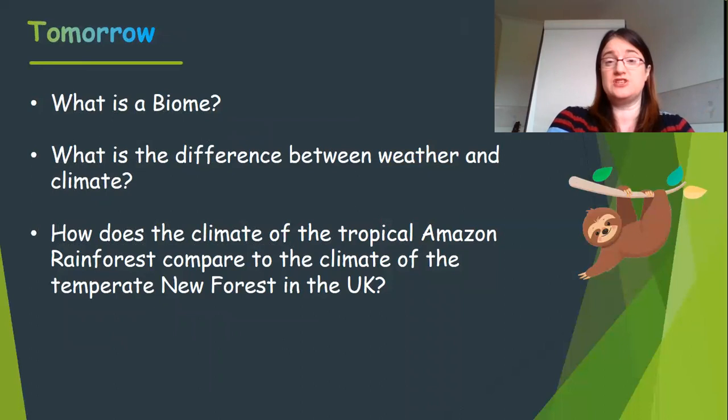So the New Forest, which if you live in the Southampton area or the Poole area is really quite close to you, and thinking about how the temperatures and the rainfall and the climate in general are similar and different in those two types of forest. So we've got tropical rainforest and we've got a temperate forest, and we'll find out the difference between the two tomorrow. Well done, lesson 1 completed.